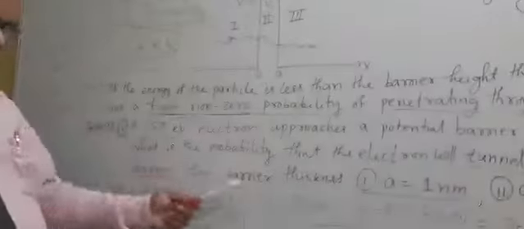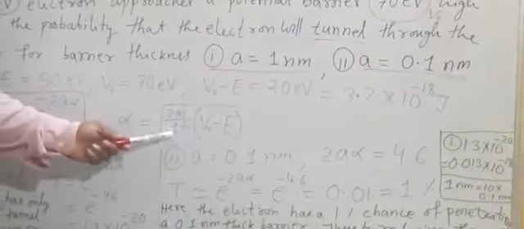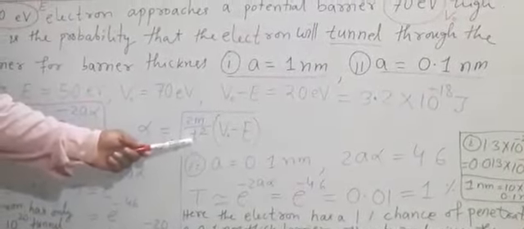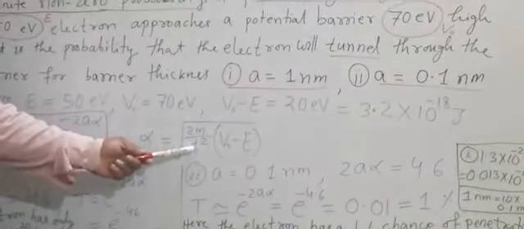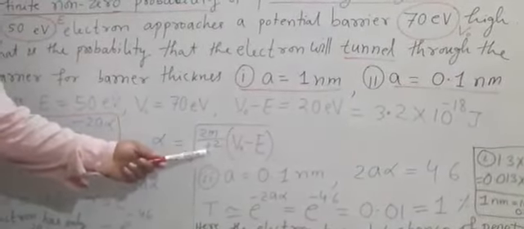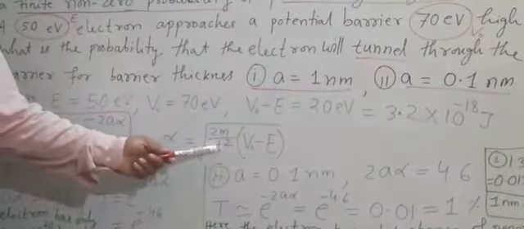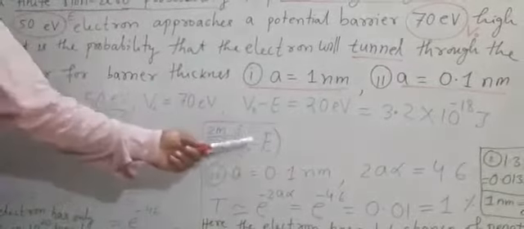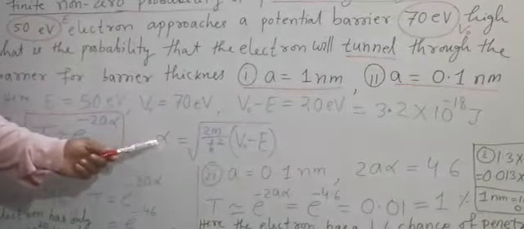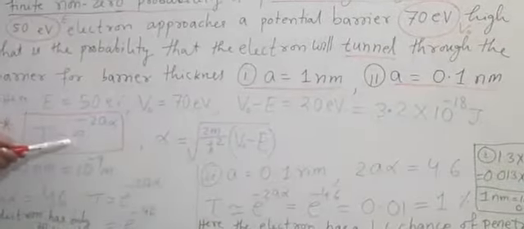So what is V naught? V naught is the barrier height, 70 eV. What is E? E is the energy of the incident electron. What is m? m is the mass of the electron. H cross is h by 2 pi, whole square. H is Planck's constant. So from this formula you find alpha and then you check the formula.